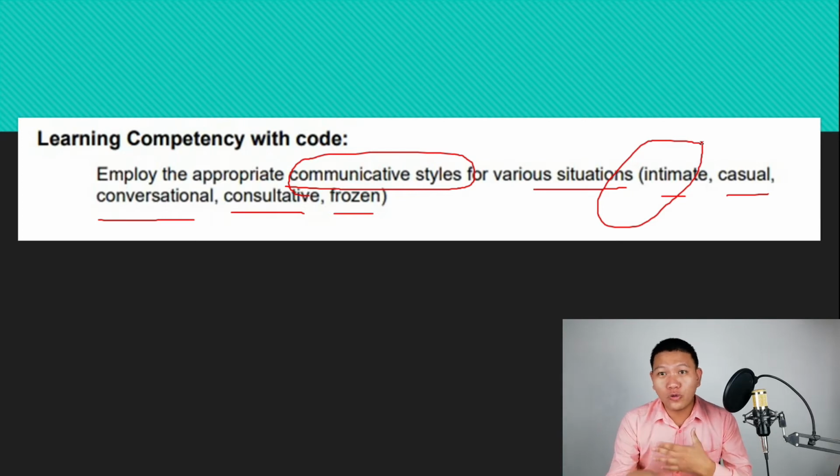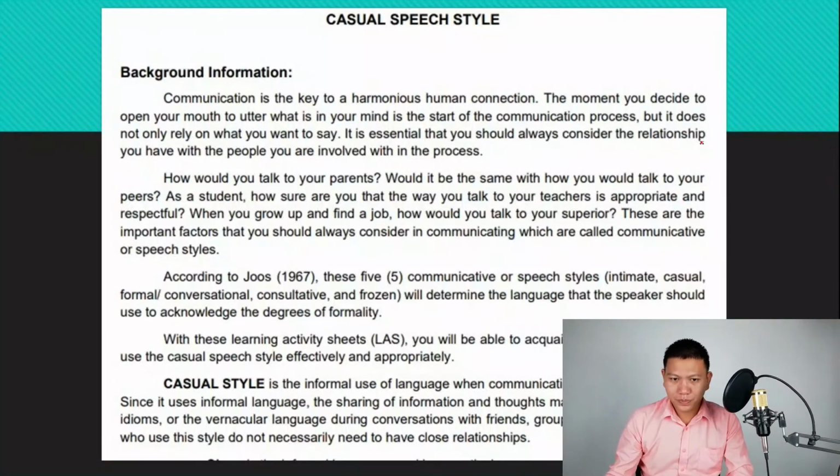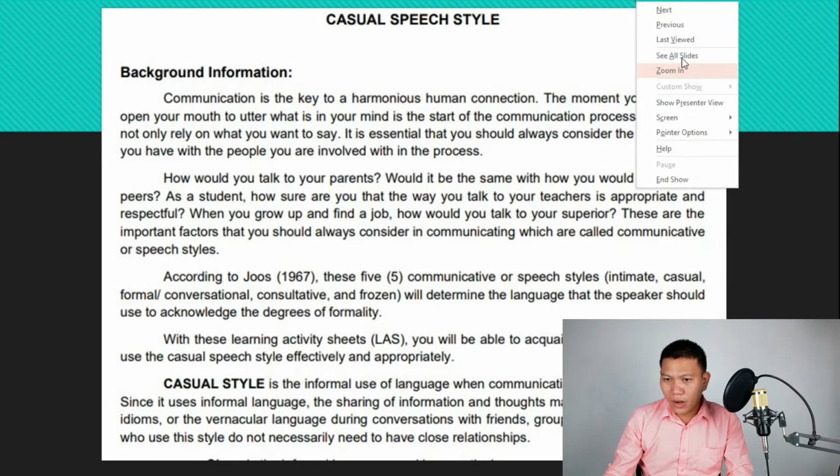It's different when I talk to my mom, when I talk to my close friend, and when I talk to a stranger. And we have what we call frozen. This is a constant language, a language that is not changing. Example, the preamble. In the Constitution, forever there is a preamble. Panatang Makabayan. Forever it's Panatang Makabayan. It's the same way. Frozen. It's still. It's not moving. It's permanent. Okay?